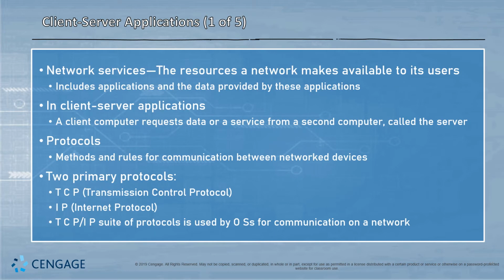Now, network services, things that the network controller will provide, are the resources that a network makes available. So that can be just data, like a file share, things like that, or applications. You can hear this in the cloud computing world now. They have what's called IaaS, which is infrastructure as a service, PaaS, which is platform as a service, and then SaaS, software as a service.